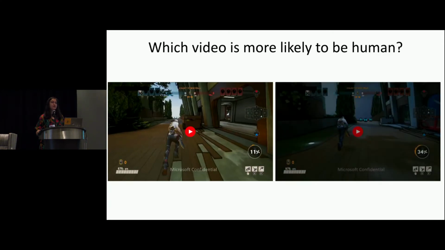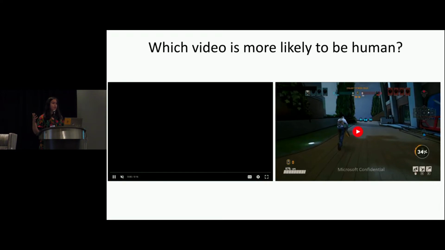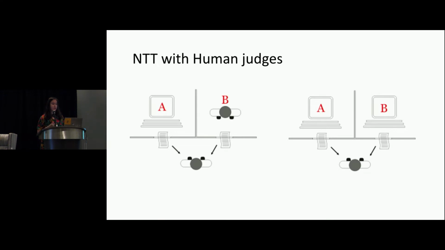All right, so who thinks the left one was human? Wow. Who thinks the right one was human? None of them were human. Here you saw two different agents play, and this is how we ran the experiment to see which of the agents are more human-like than other agents. So here, human judges would sit in front of two videos, and sometimes they would see a human and an AI. Sometimes, unbeknownst to them, they would see two agents.